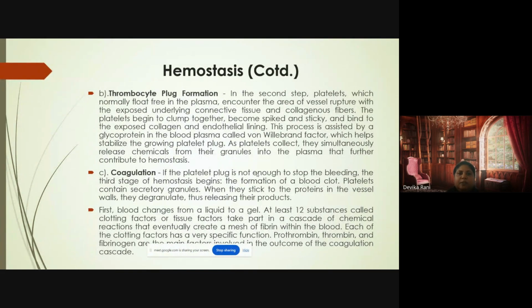Now, the next stage is thrombocyte plug formation. In the second step, platelets, now the thrombocyte role starts, which normally float freely in the plasma, encounter the area of vessel rupture with the exposed underlying connective tissue and collagen fibers. The platelets begin to clump together, start joining together, become spiked and sticky, and bind to the exposed collagen and endothelial lining. This process is assisted by a glycoprotein in the blood plasma called von Willebrand factor, which helps stabilize the growing platelet plug.